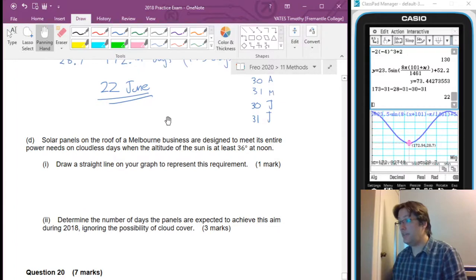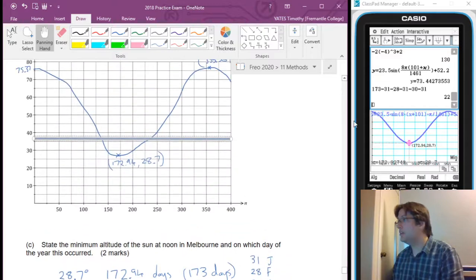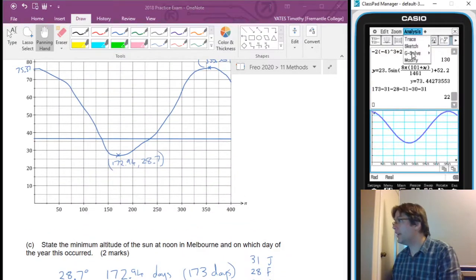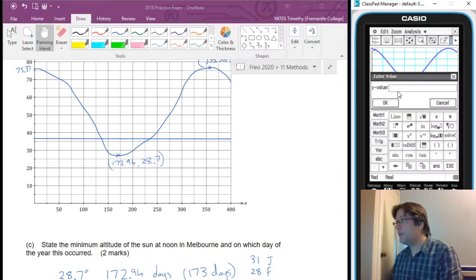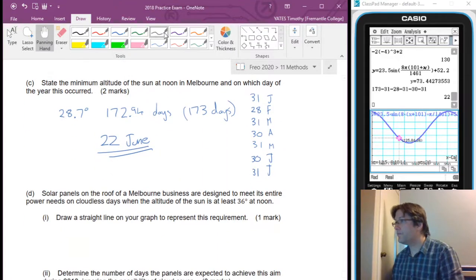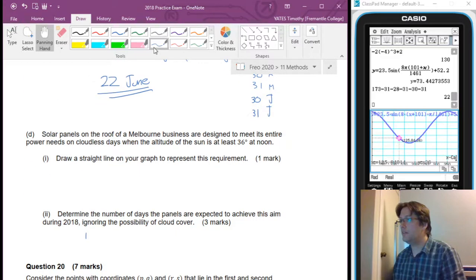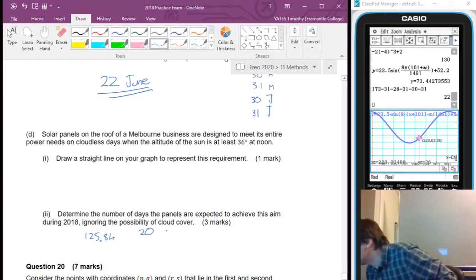Determine the number of days the panels are expected to achieve this, ignoring the possibility of cloud cover. So what we want to do is an analysis, gsolve. We're finding what our x value is going to be when our y value is 36. So that's going to be 125.84. And the other one is 220.03.